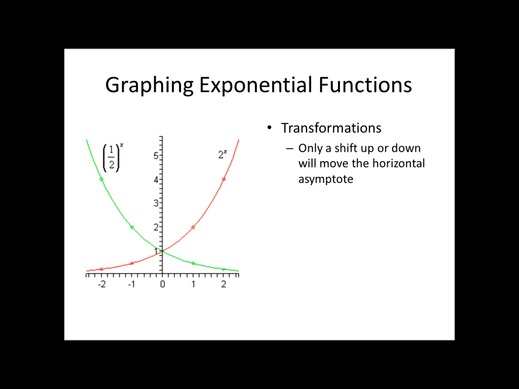Now, while we're talking about transformations, only a shift up or down will move that horizontal asymptote. If we horizontally stretch or compress it, that just stretches or compresses the horizontal asymptote. It doesn't move it anywhere. If we flip it over the y-axis, we still have the same horizontal asymptote. Even if we flip it over the x-axis, we still have the same horizontal asymptote. It's just approaching it from the bottom. Only a shift up or down will move that horizontal asymptote.